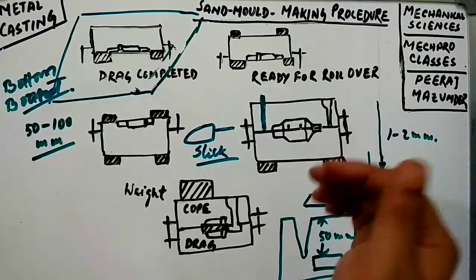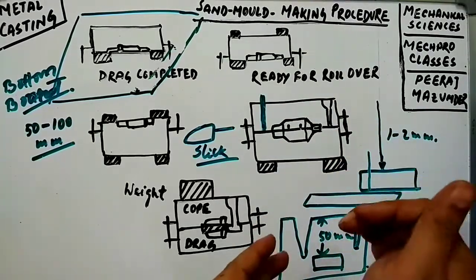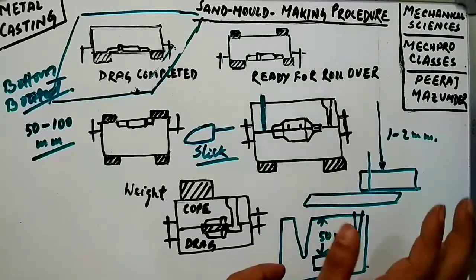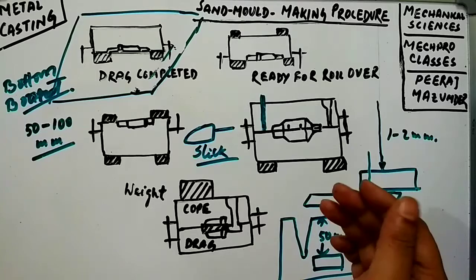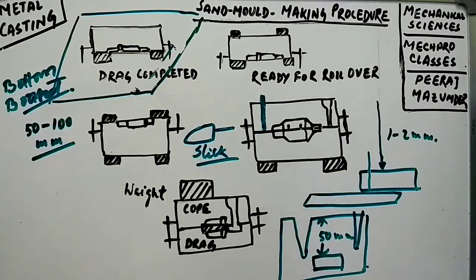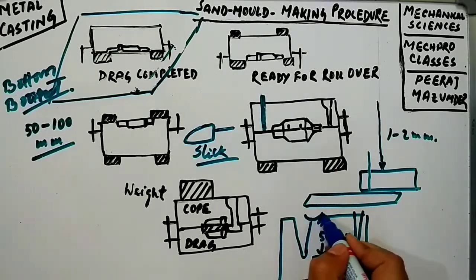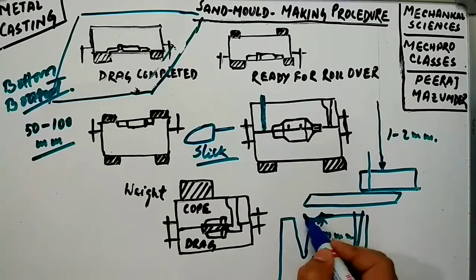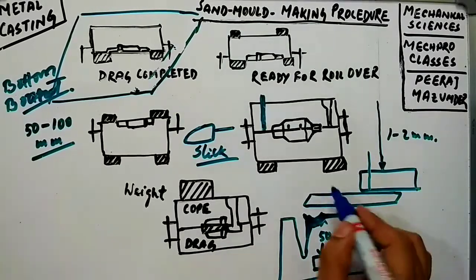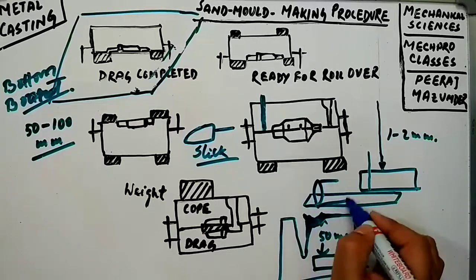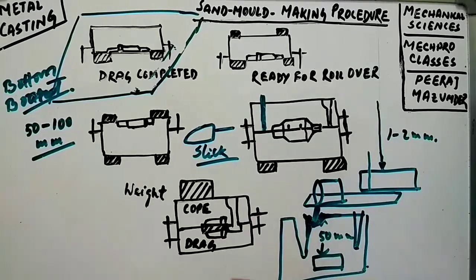Now the sprue pin and the riser pin have to be carefully withdrawn from the box. Later the pouring basin has to be cut near the top of the sprue. Look, like this one, the shape of the basin. You also have to cut the pouring basin, where with the help of the ladle you pour the molten metal.